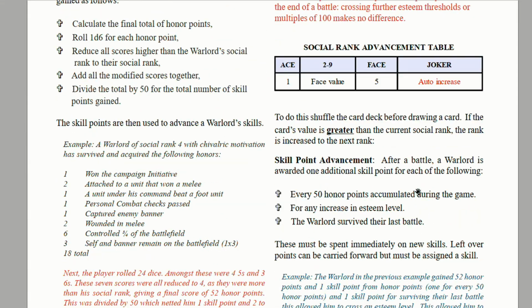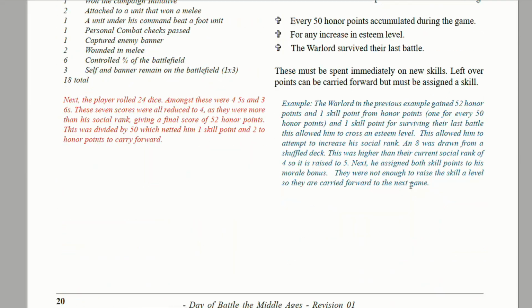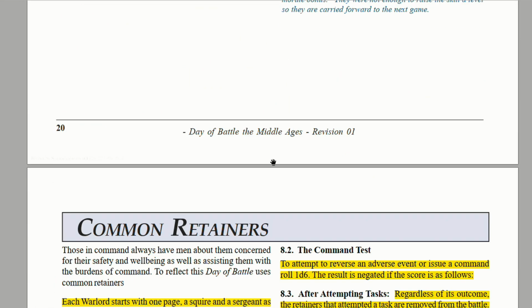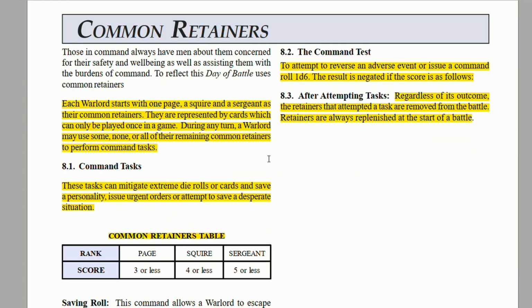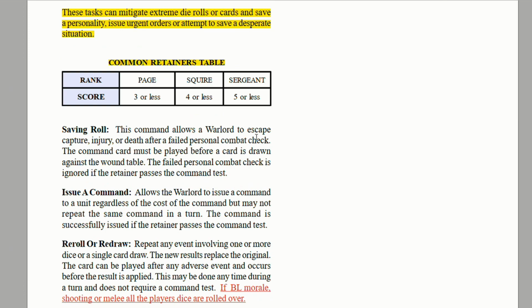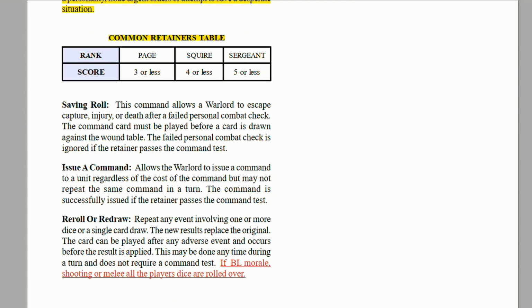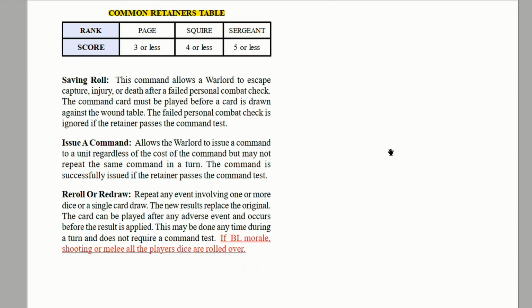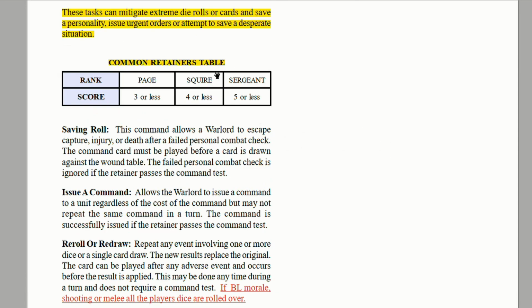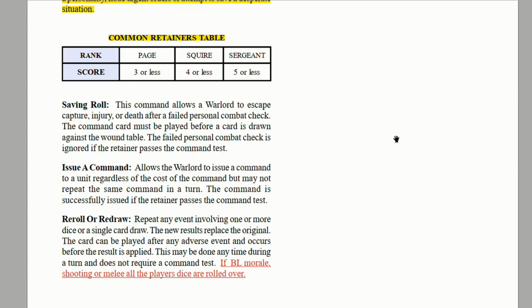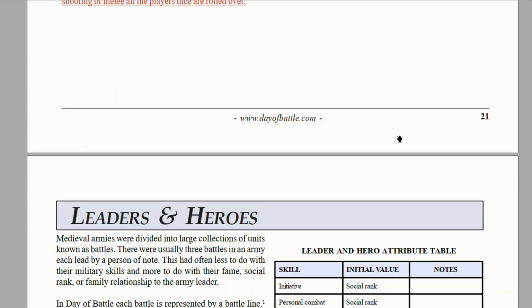Here is how you make post-battle leadership tests. There are many examples, many written examples. Here are the common retainers. Basically, this is the god roll. You have three rolls, three cards that you can use even if you don't have command points, or you can reroll or redraw a card. These are called retainers: page, squire, and a sergeant. You can use them once on the battlefield.